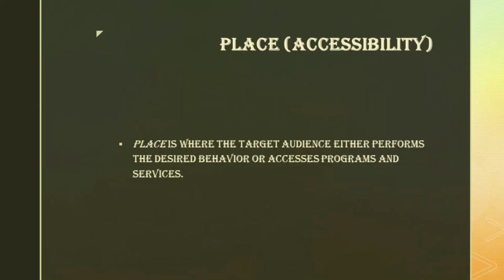This is the third P of social marketing. Place is where the target audience either performs the desired behavior or accesses the programs and services. Place also describes how the product reaches the intended audience. For a tangible product, place is the distribution system, including the warehouse, trucks, sales forces, and retail outlets where it is sold, or the location where it is distributed for free.